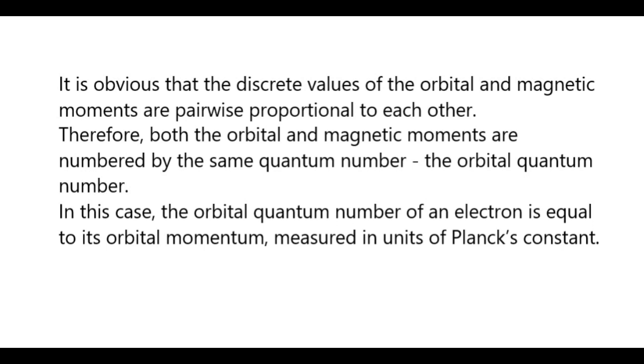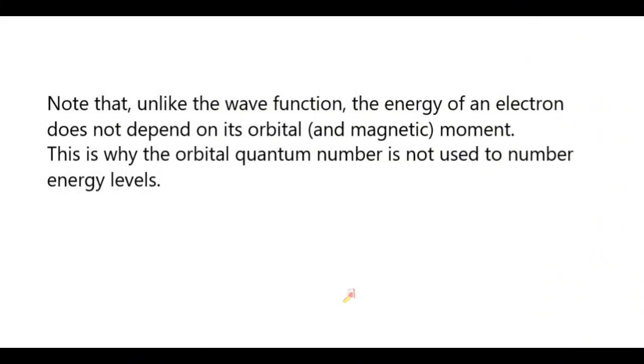In this case, the orbital quantum number of an electron is equal to its orbital momentum measured in units of Planck's constant. Note that unlike the wave function, the energy of an electron does not depend on its orbital and magnetic moment. This is why the orbital quantum number is not used to number energy levels.